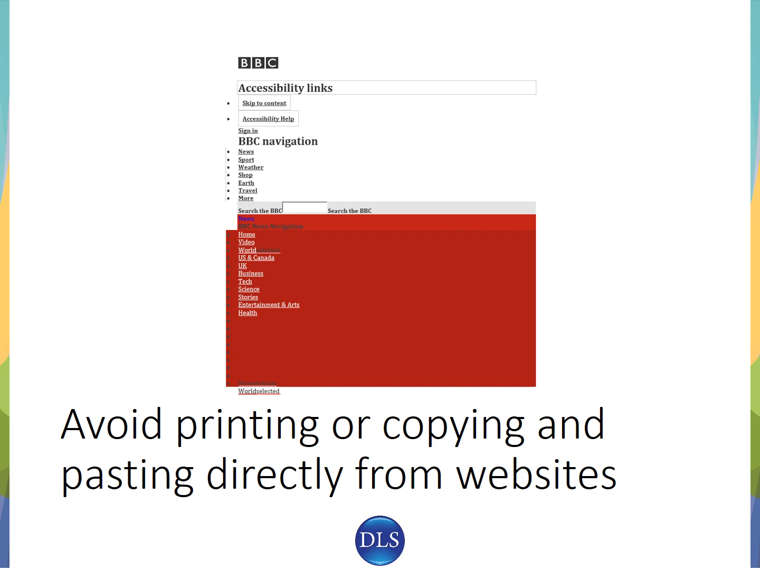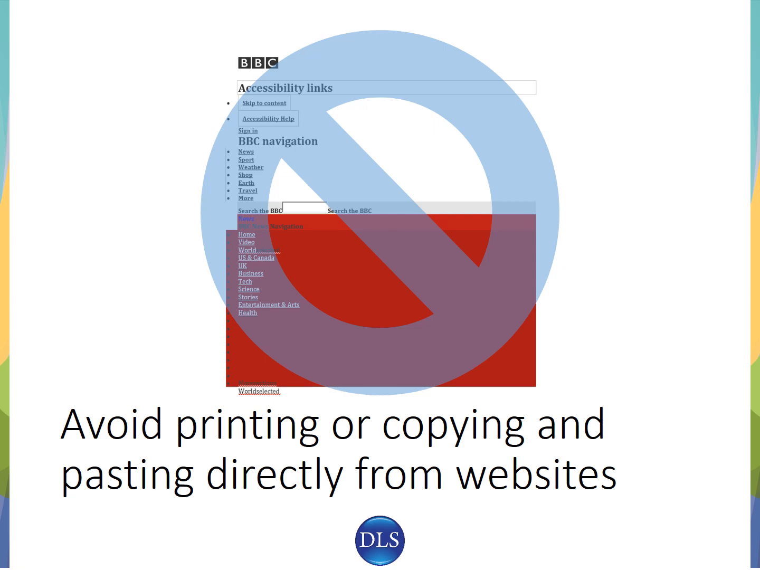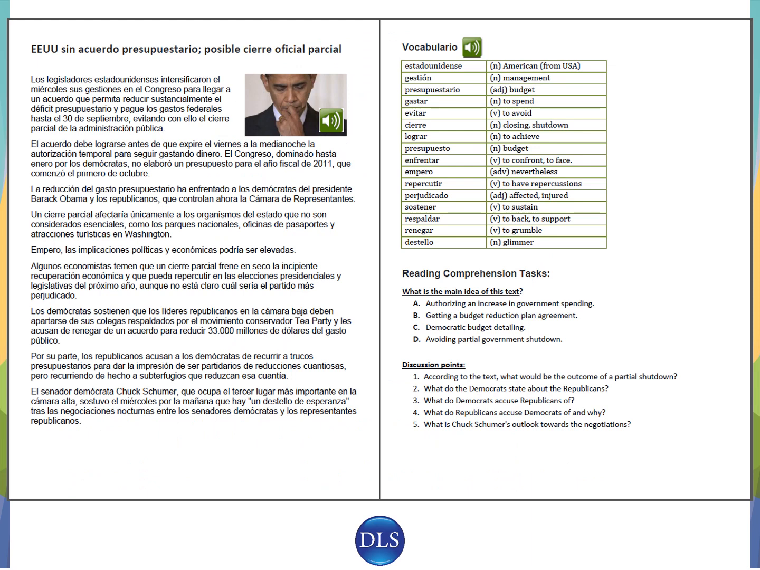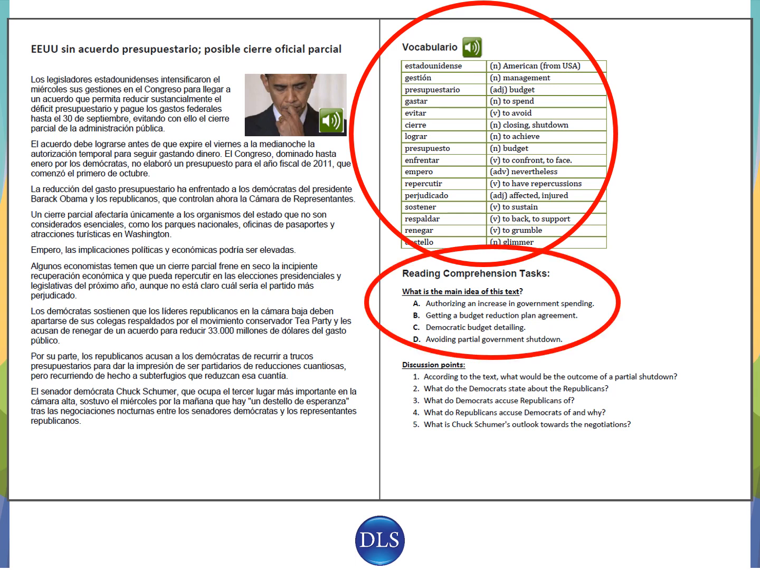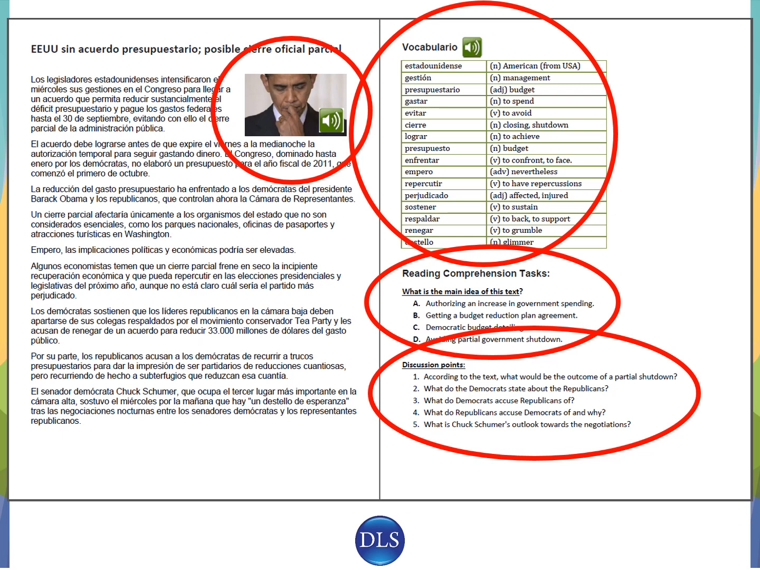When finding resources online, always avoid printing or copying and pasting directly from websites. When you print or copy and paste directly from a website, you often end up with messy layouts and irrelevant or inappropriate advertisements. Instead of copy and pasting content directly from the internet, thoughtfully format articles using Microsoft Word to include vocabulary banks, comprehension tasks, discussion questions, and embedded audio. Use Microsoft PowerPoint to create presentations filled with text, visuals, audio, and video.